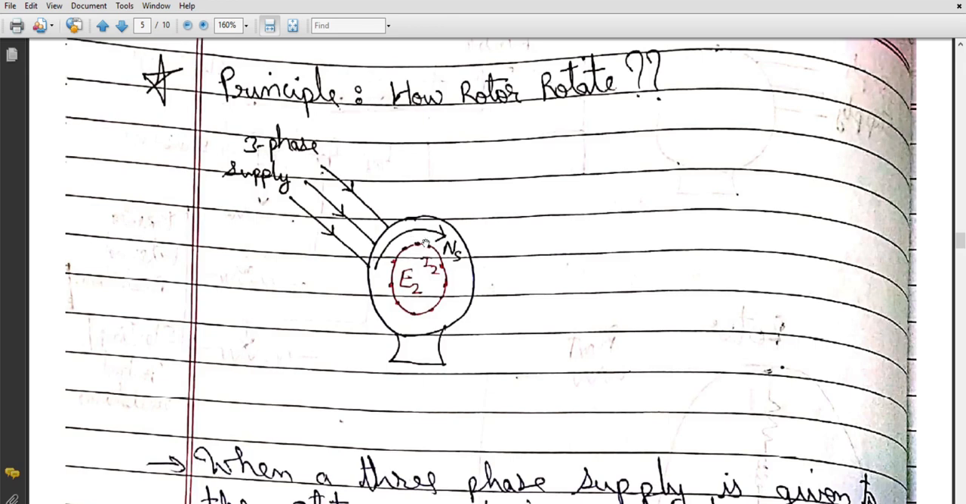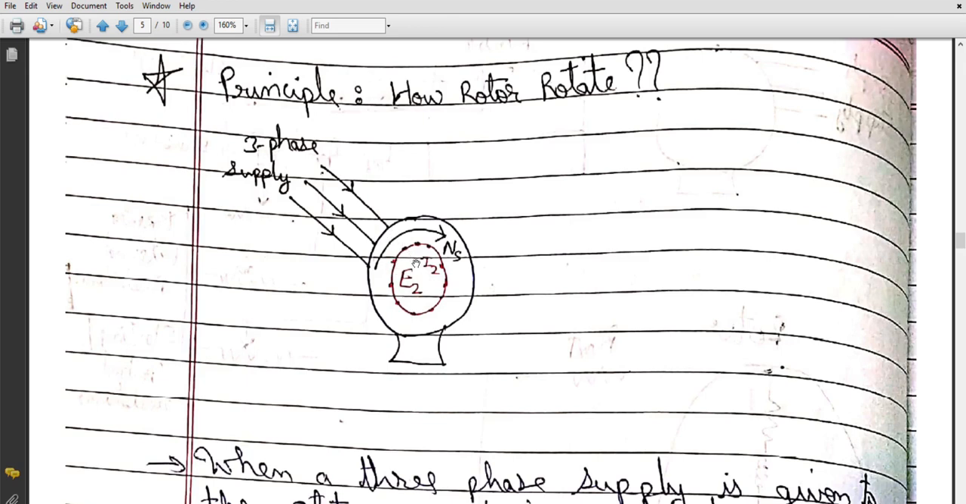What if the rotor rotates in the opposite direction? Suppose the rotor rotates in the anti-clockwise direction, then the relative speed between the stator field and rotor field will be ns plus n, which does not obey Lenz's law. Why? Because now the relative speed is increasing, ns plus n. If it starts rotating in the opposite direction, then the relative speed will be ns plus n. So the relative speed is increasing.